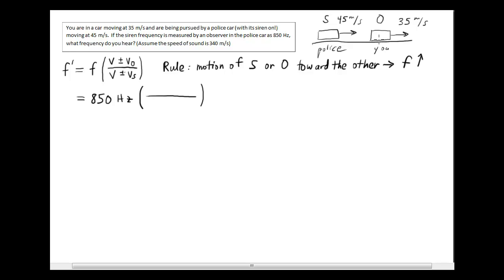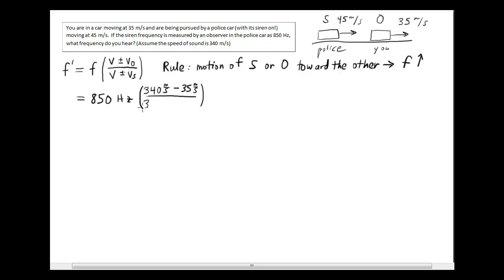Here the observer is moving away from the source, so the frequency has to be shifted down, which means, right, we've got 340 meters per second, and for the frequency to be shifted down we have to subtract the 35 meters per second. So that's the contribution due to the observer motion.